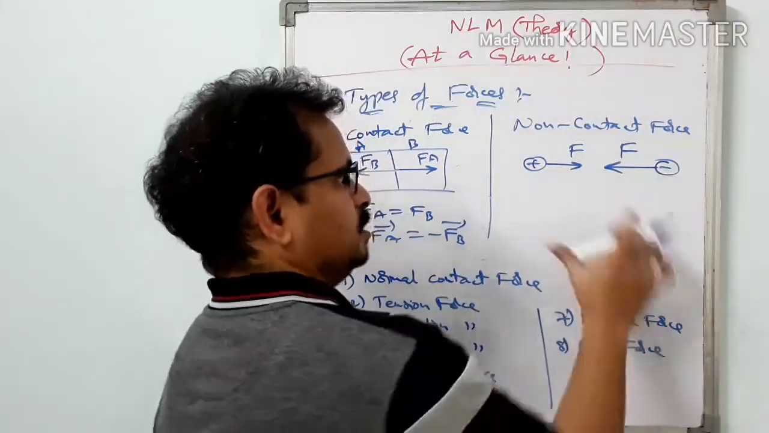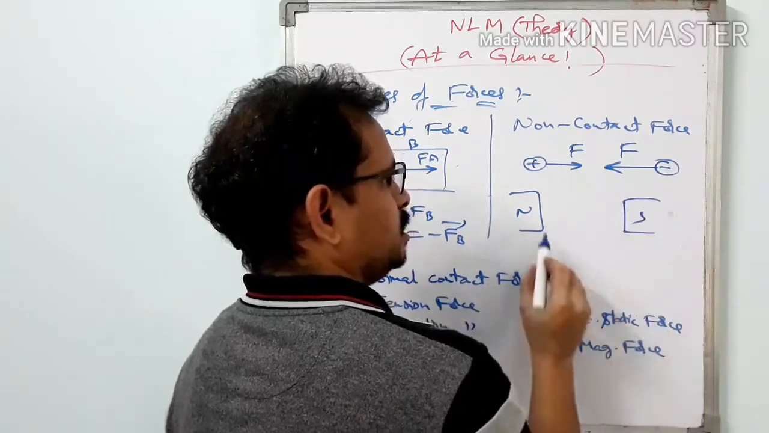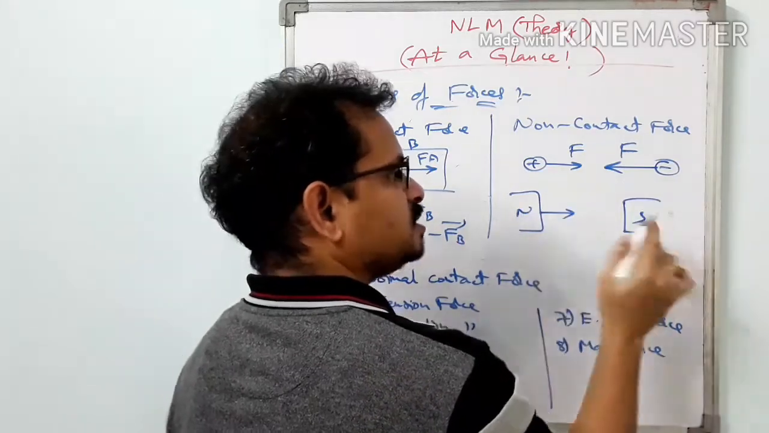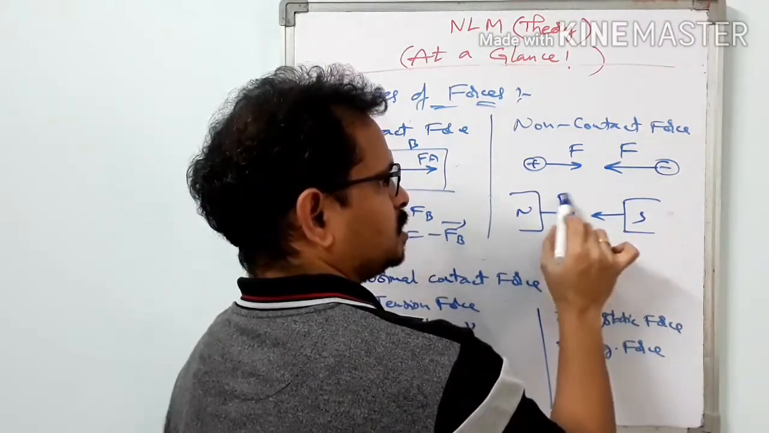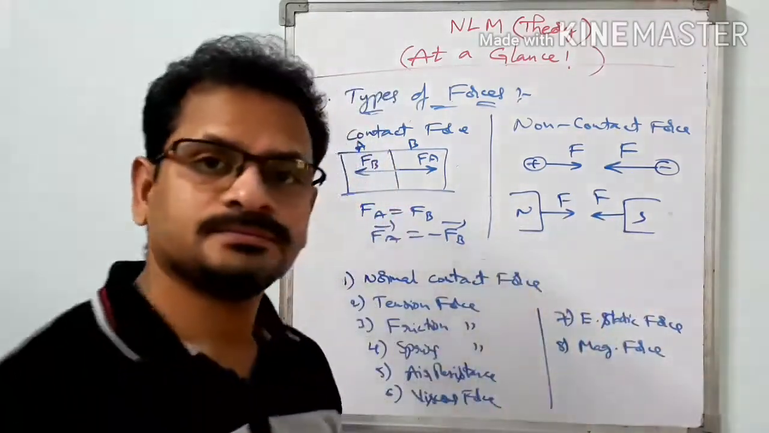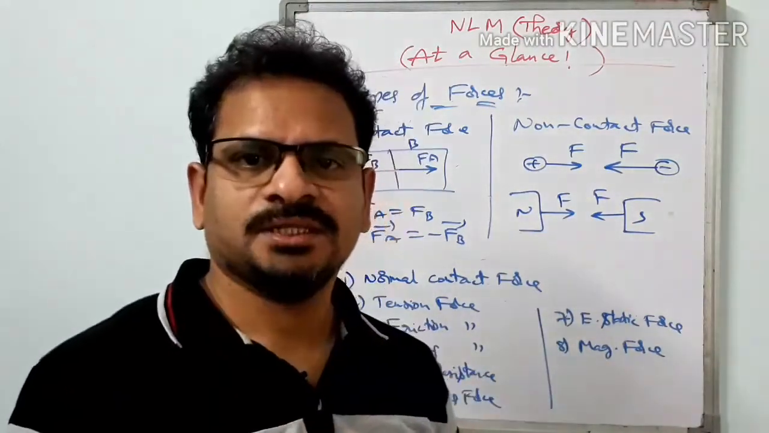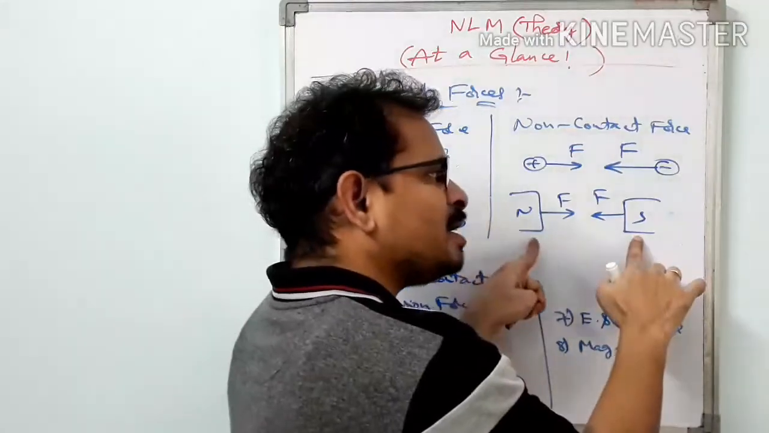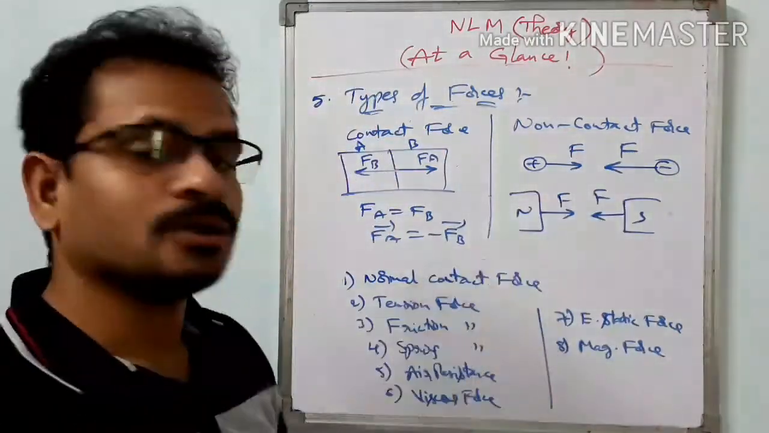Got it? Similarly, if we consider a north pole here and a south pole here, the north pole is pulled by the south pole towards itself, and the north pole also will not sit quiet here. It also pulls the south pole towards itself with the same amount of force, obeying Newton's third law of motion. See here, these bodies are not in contact and are applying forces on one another. Such forces are called non-contact forces.